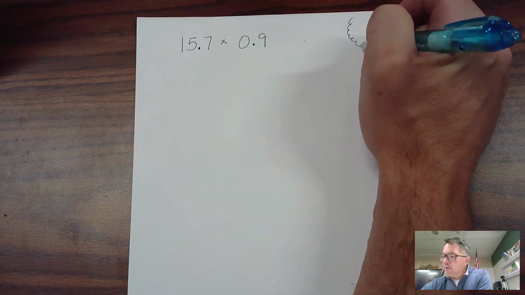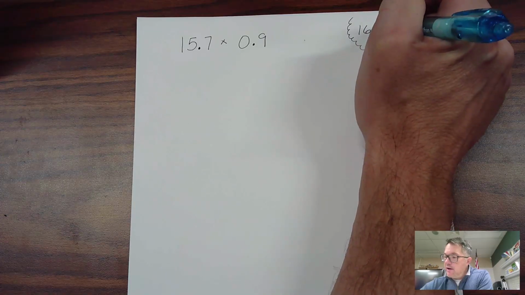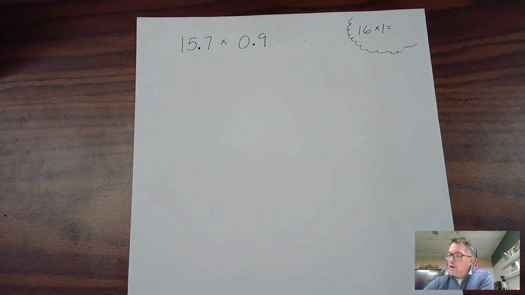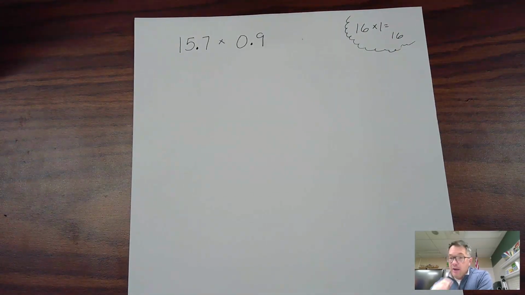It's just to think aloud, and I encourage my students to do this so that they're thinking ahead of what their estimate should be. So 16 times 1 would give me 16. So that when I go ahead and multiply this, I know my product should be around that 16.